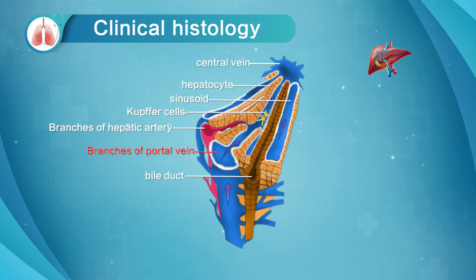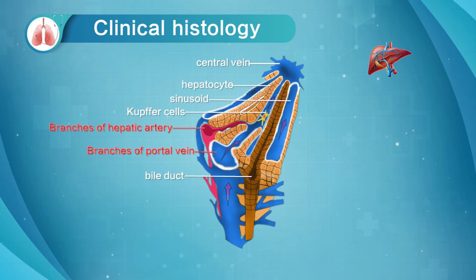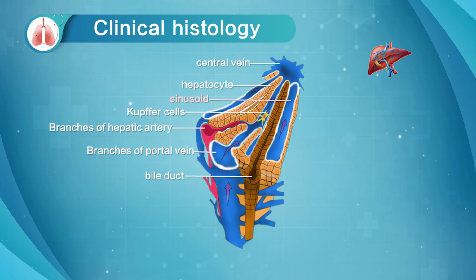Blood from the branches of the portal vein and the branches of the hepatic artery forms the sinusoid between hepatic plates within the hepatic lobules. Within the sinusoid, specialized stellate macrophages called Kupffer cells phagocytose aged erythrocytes and bacteria, thus helping to filter and clean the blood.